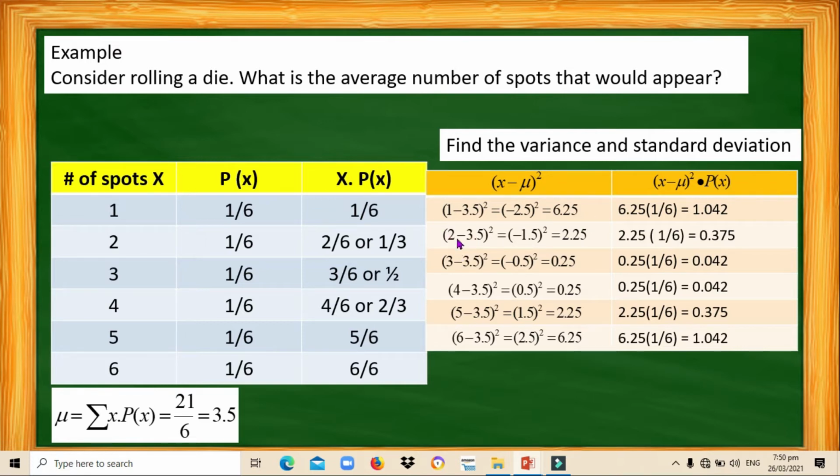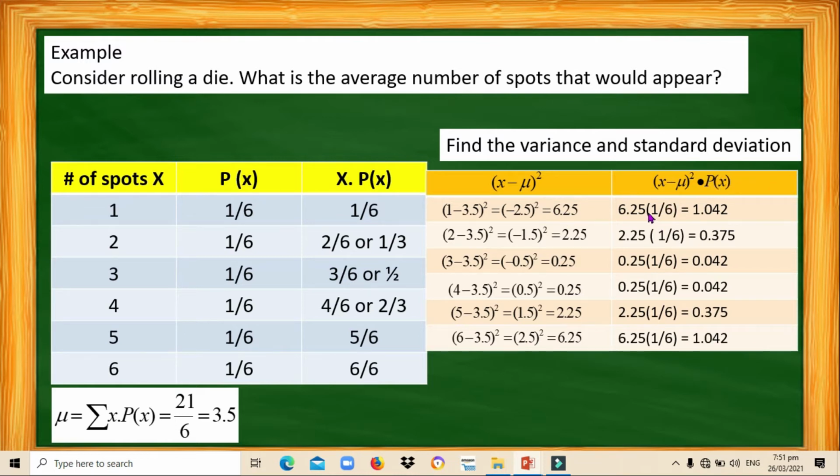In the second row, x is 2. We have 2 minus the mean 3.5, squared, equals negative 1.5 squared, which equals 2.25. Then the third row, the third spot is 3 minus 3.5, squared, that is negative 0.5 squared, which equals 0.25, and so on. Then multiply this by its probability, the probability of x.